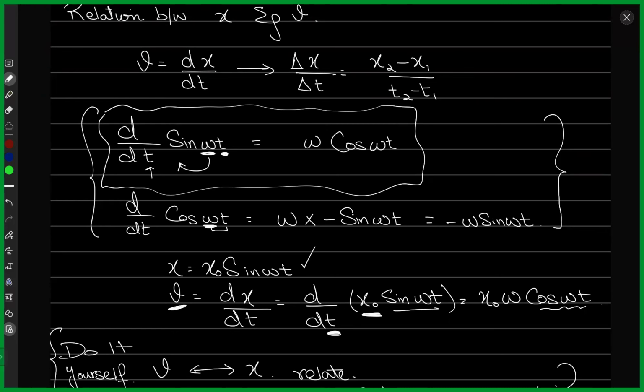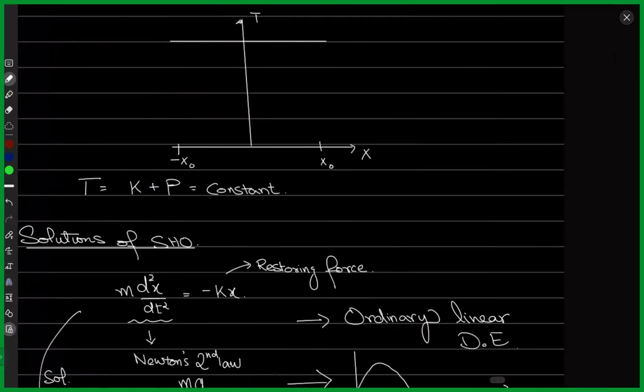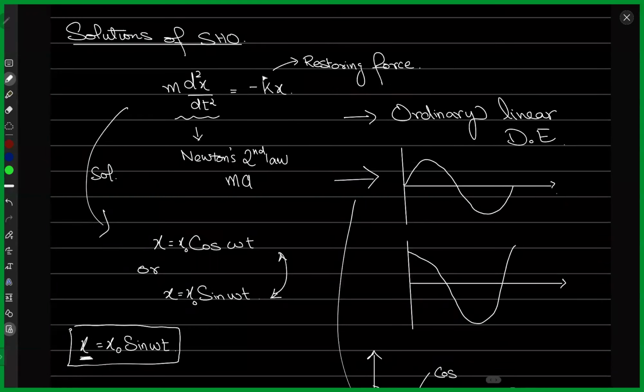Oh, x naught is just the amplitude of our oscillations, right? So let me come back over here. We started with this thing. This was the differential equation of simple harmonic motion, where this first term is just Newton's second law, ma, where a is the acceleration. And this is equal to the restoring force. Whenever you have an oscillation, there is some restoring force, and so this thing is equal to minus kx, the restoring force.